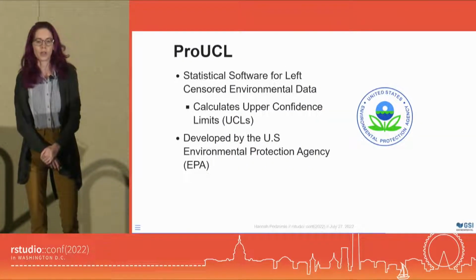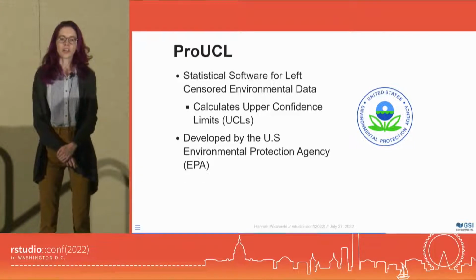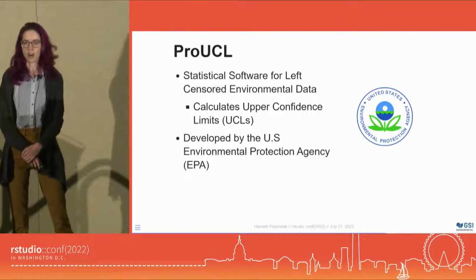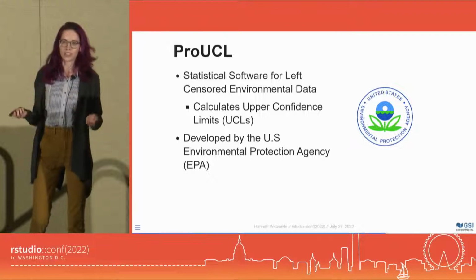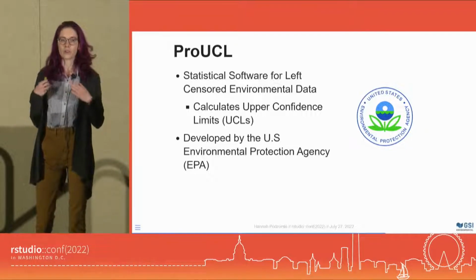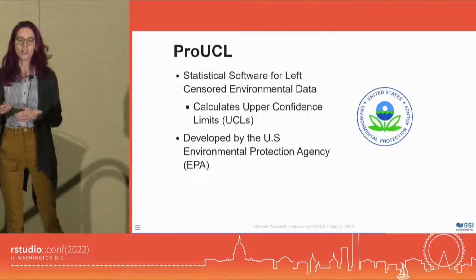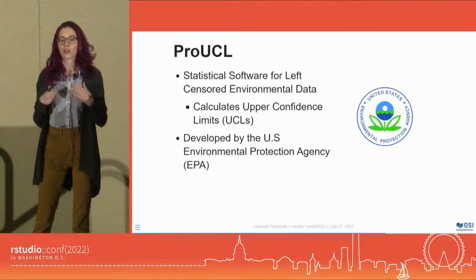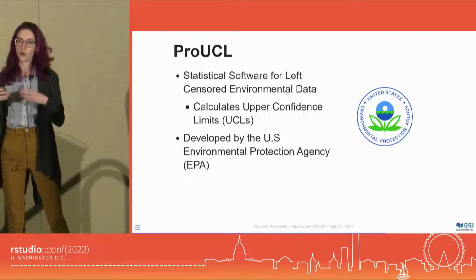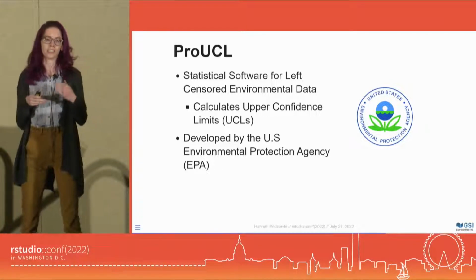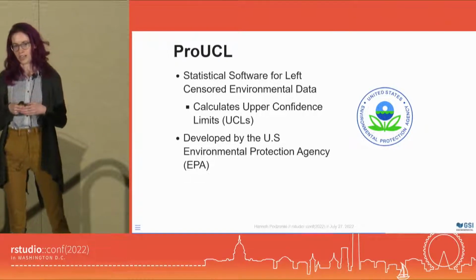ProUCL was developed by the US Environmental Protection Agency, or EPA, and it specializes in performing statistical analysis on left-censored data. In environmental sciences, we have a lot of left-censored data. Whenever we're measuring the concentration of some compound in water or soil or air, depending on our methods and our equipment, we have something called a detection limit. And below that detection limit, we don't know where that concentration will sit. It can be anywhere between 0 and our detection limit. So there's a lot of uncertainty around that.